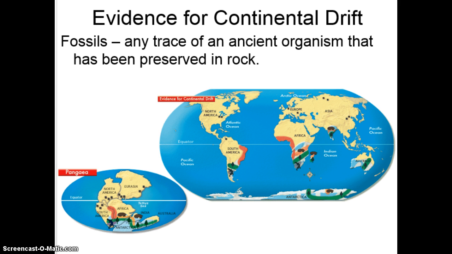Evidence for continental drift, because we know that scientists always use evidence. Fossils are any trace of an ancient organism that has been preserved in rock. If you look at the small diagram of Pangaea, you will be able to see that there are some traces of some fossils. And then the continental drift is when the continents have moved away from each other, and you can see that those fossils have now moved to other continents as well. That is evidence of continental drift.